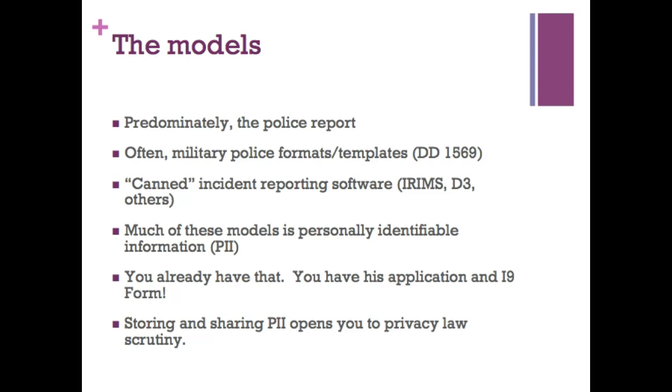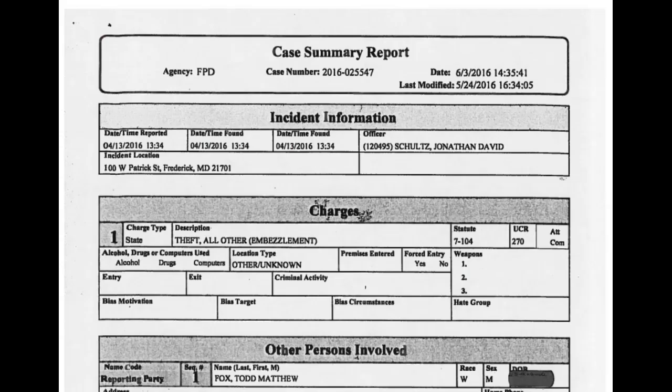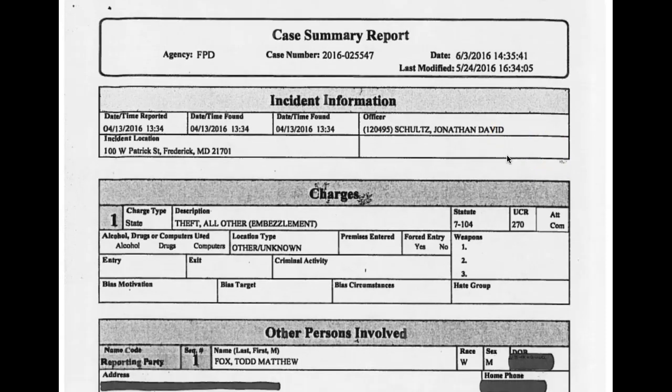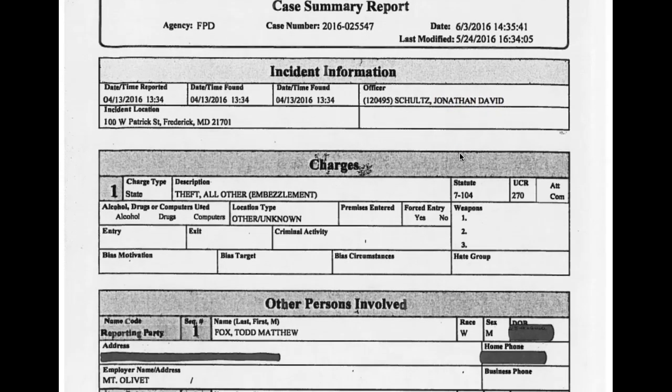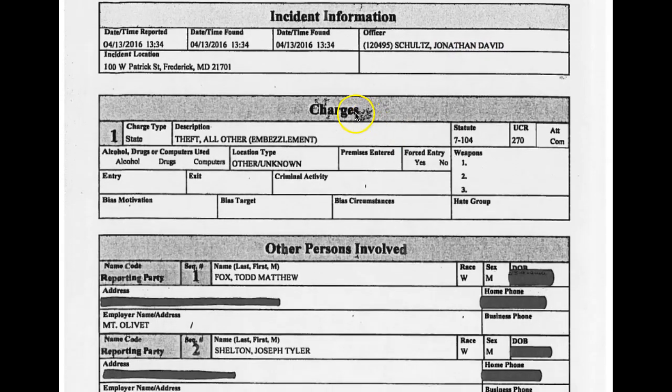So let's take a quick look at a police report, and I can kind of show you what the differences might be. Okay, so we're looking at an agency report here, a case summary report. I believe this is Fredericksburg, Virginia, or Maryland, rather. And this is probably an actual report here, and Jonathan David Schultz here got himself into some trouble. And here are the charges. Now, in this case, this would be our what, right? Here it is, theft of other, embezzlement.